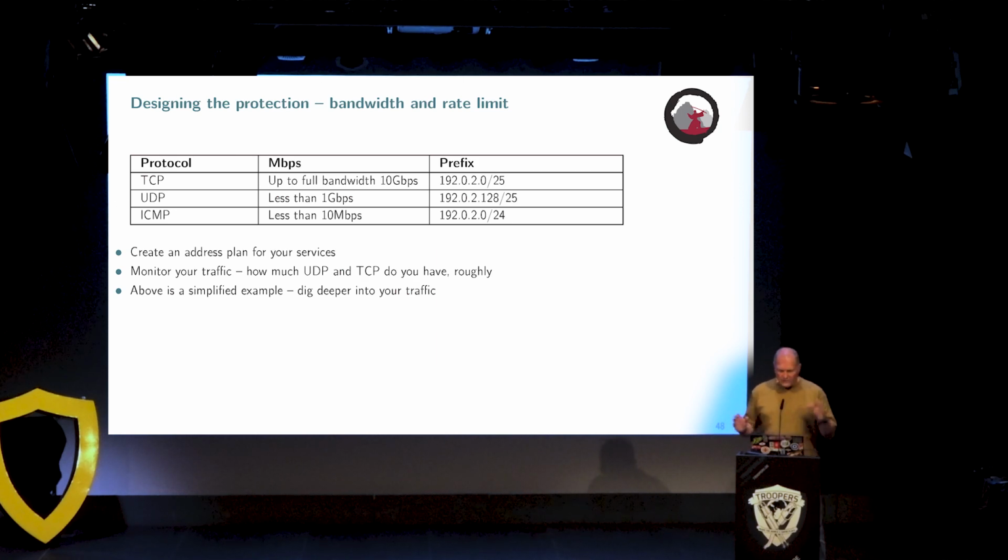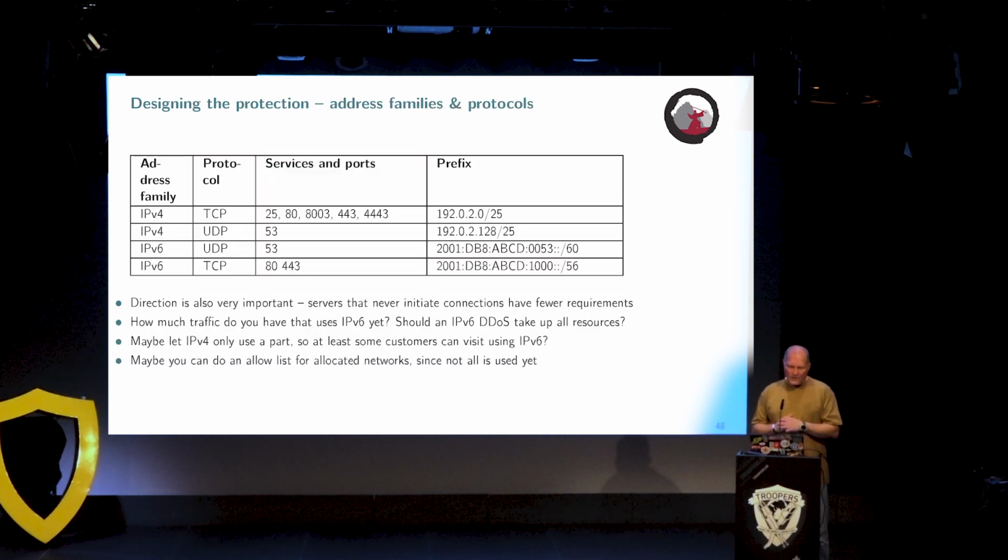Likewise, you can probably look at your network and do an address plan. In this case, I have tried to fit a small address plan on a slide. So for this, 192.0.2.0/25 has TCP, and it only has these 5 ports. If there's a packet coming in with another TCP port destined for this network, just turn it away. You don't want to have it further into your network.